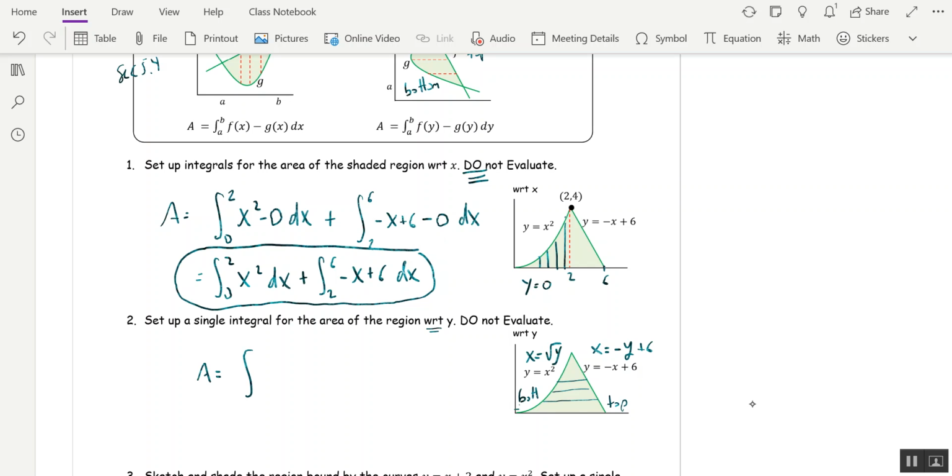So the area is the integral. Now I'm going to have those little lines going through that region from 0 to 4, because these two curves meet when y is 4. Top curve is negative y plus 6. Bottom curve is y to the 1/2 dy.